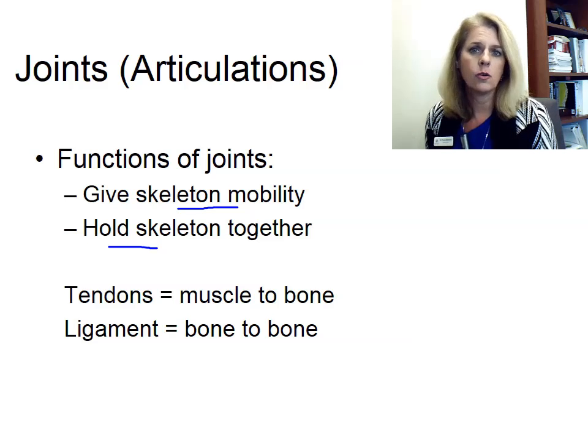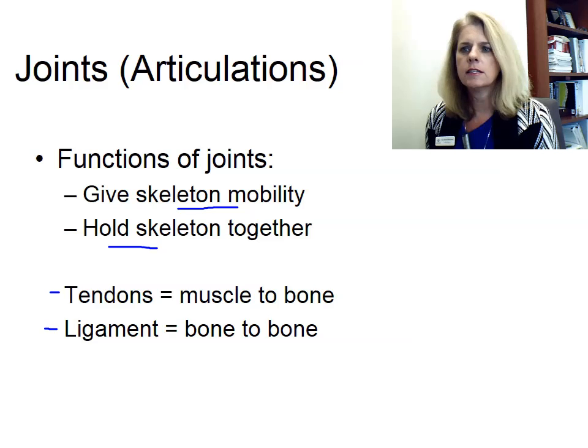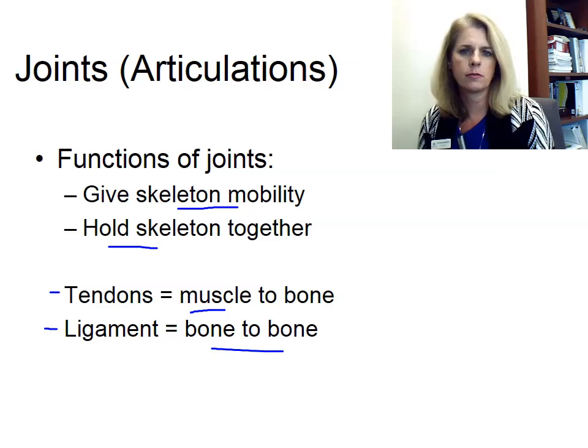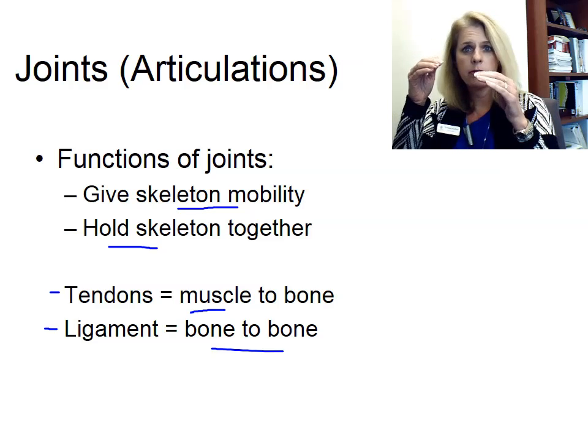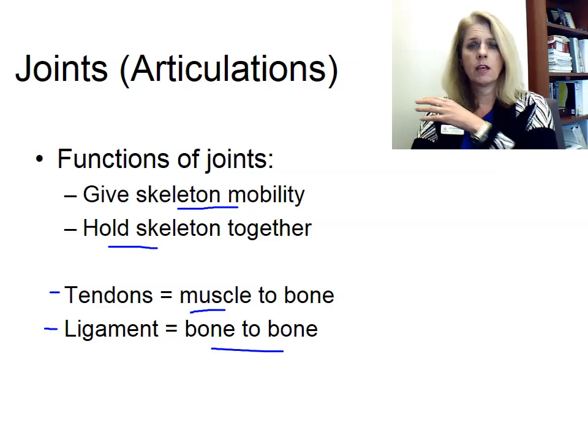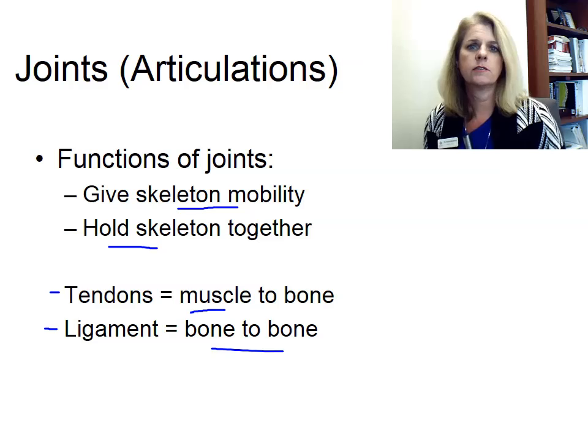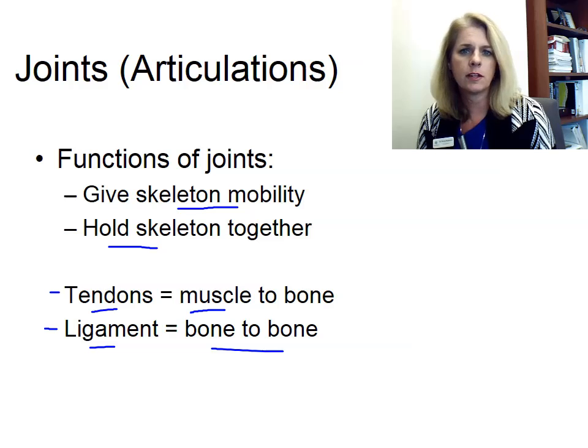The things that hold the bones together are tendons and ligaments. Tendons connect muscle to bone, and ligaments connect bone to bone. If you have a piece of connective tissue going from one bone to the other bone and holding them together, that's a ligament. If you have a muscle laying on top of a bone and it's connected to the bone, the piece of connective tissue that connects that bone and muscle together is called a tendon. A lot of people use tendon and ligament interchangeably, and they're not the same thing. They're two different types of connections.